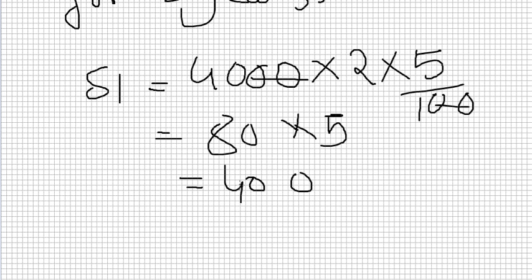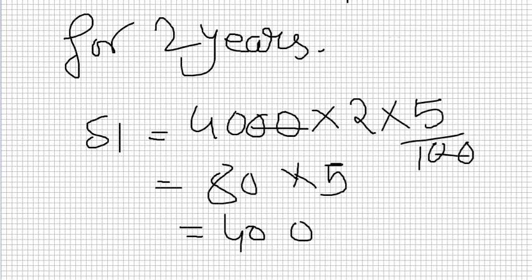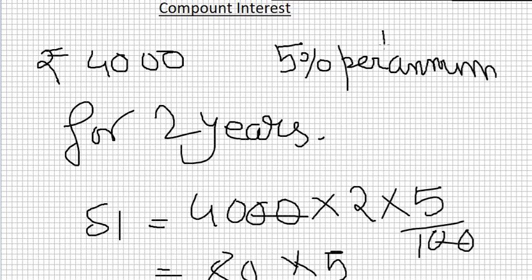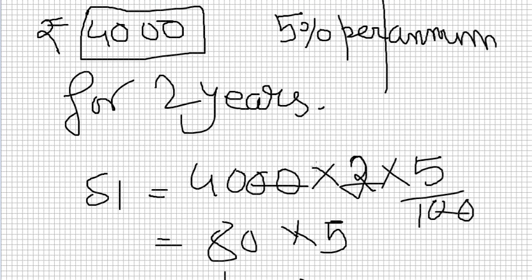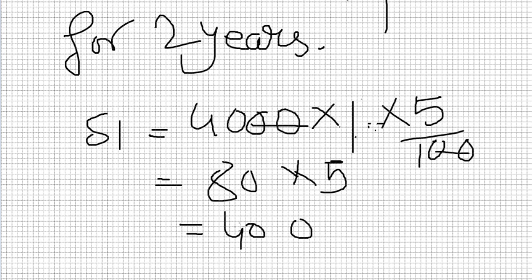So what is 400? It is simple interest, meaning 5% per annum will be the same for each year. For 2 years, 5% per annum will be for 4000 rupees only. But in case of compound interest, we have to do it for 1 year first. Instead of 2, we write 1 year here. So the answer would be 200, not 400. So 200 is the simple interest.